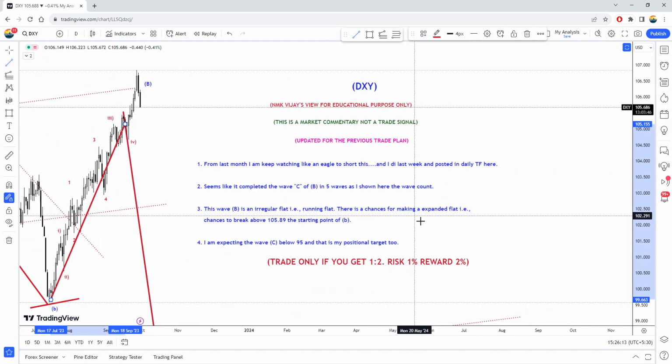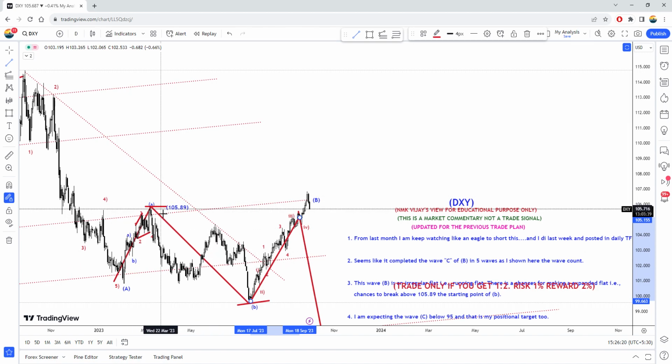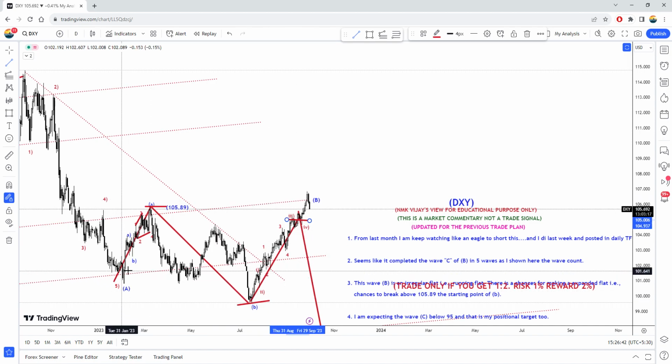There is a chance of making an expanded flat, that is the chance to break above 105.89, the starting of wave B. It has already broken exactly, and yesterday I bought Euro USD. This is the DXY, so it is inverted in Euro USD. So this is A, this is B, and C is a five-wave structure. Whether we can make this a B, C is an A, and B is a 1, 2, here the three-wave structure once again.